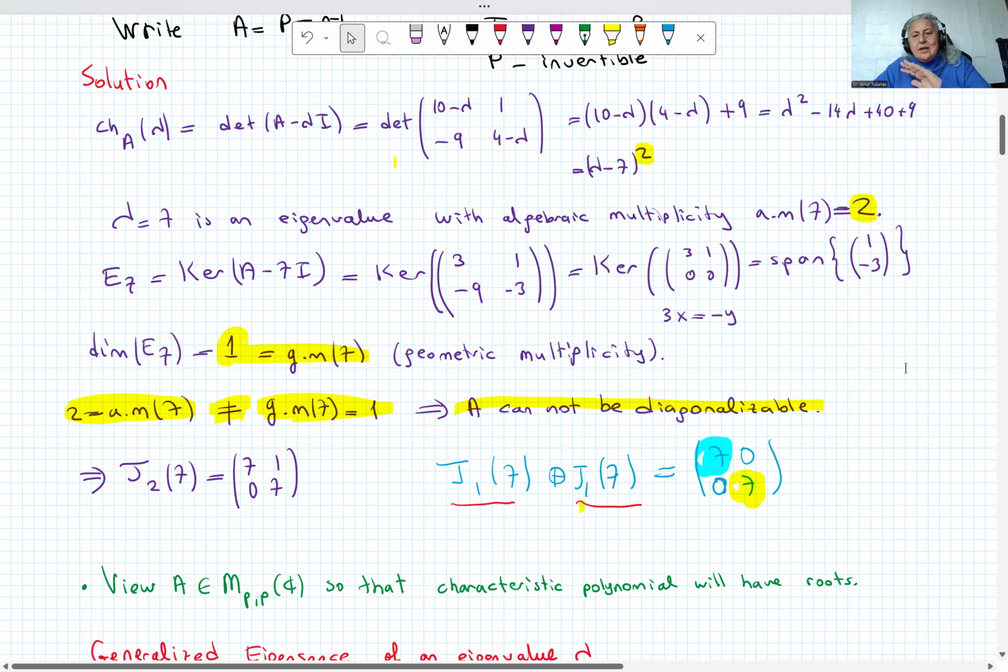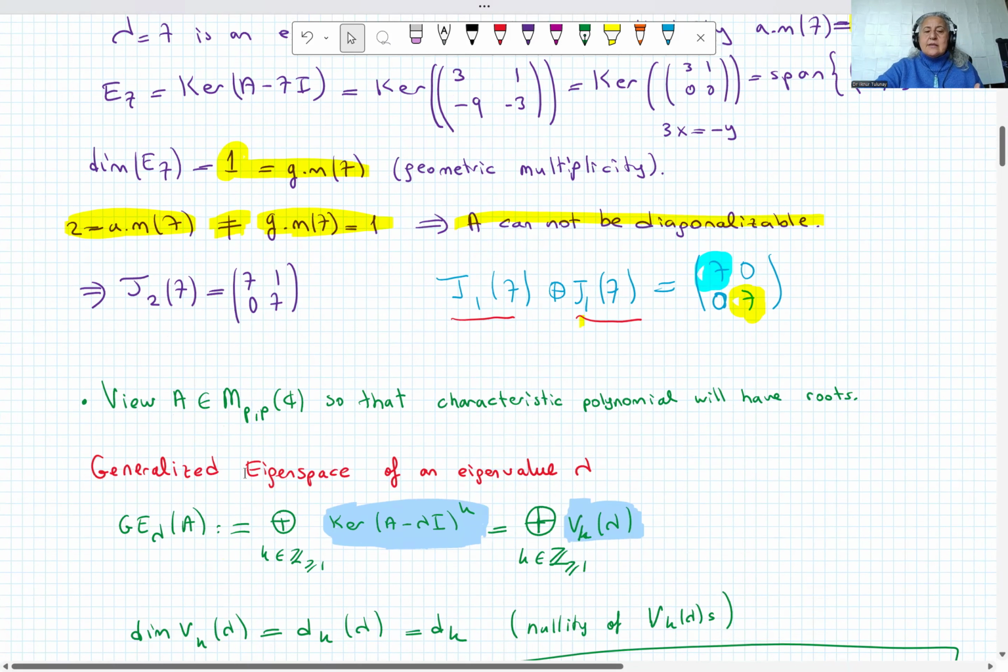So if a matrix is not diagonalizable, then we need an extended, generalized version of the eigenspace concept, because the eigenspace concept is not good enough. We need to generalize it, to expand it. So that's the next step.